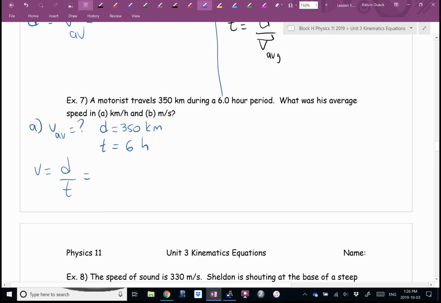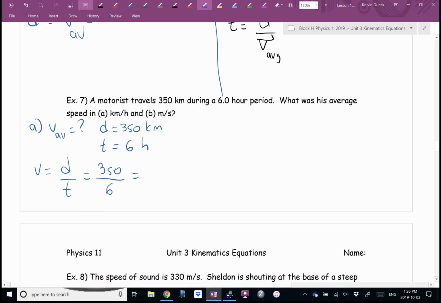What's d in this question? What's t in this question? By the way, what are the units for the distance in this question? What are the units for time? This is actually going to give us, can you see it? Kilometers per hour, which is what they wanted. I'm not going to bother converting this stuff. I'm going to leave it in kilometers per hour. The equation will still work.